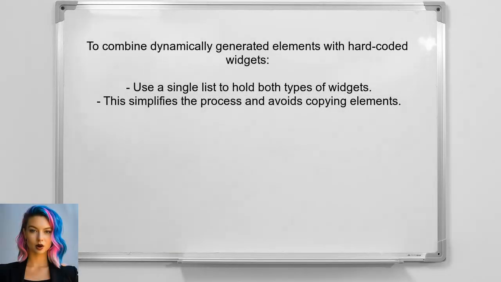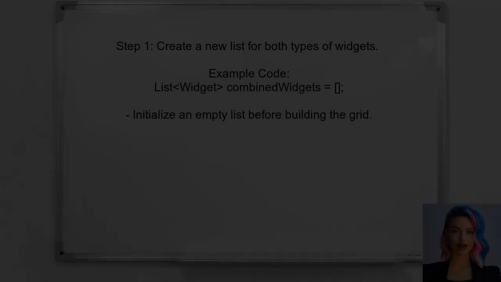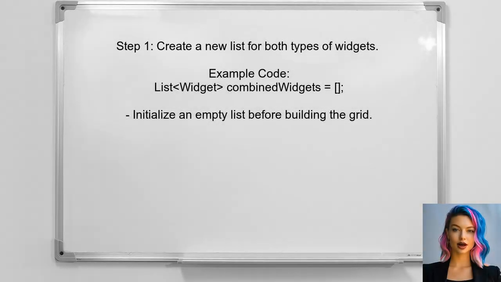To combine dynamically generated elements with hard-coded widgets, the user can utilize a single list to hold both types of widgets. This approach simplifies the process and avoids the need for copying elements multiple times. First, the user should create a new list that will contain both the dynamically generated tiles and the hard-coded widgets. This can be done by initializing an empty list before building the grid.